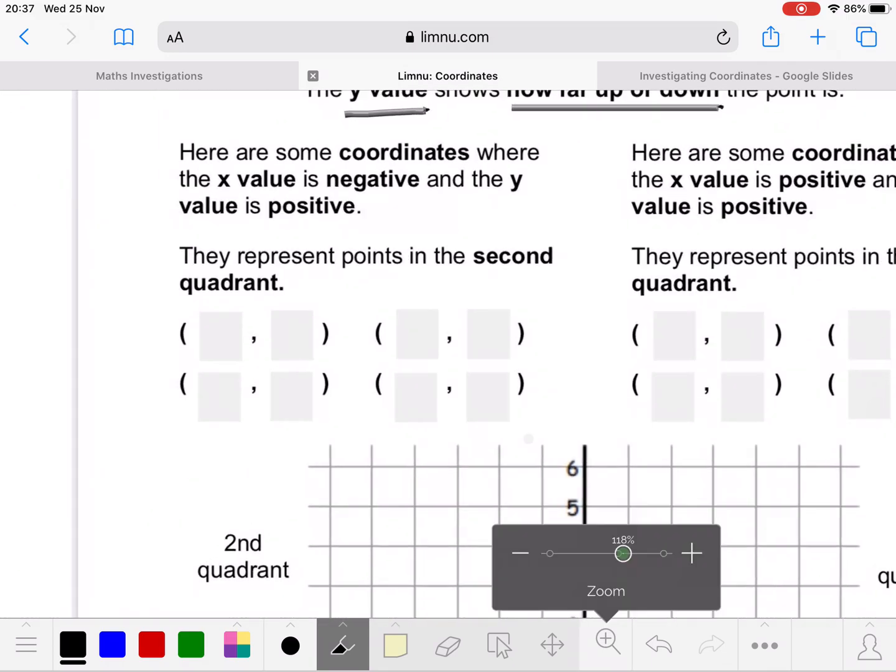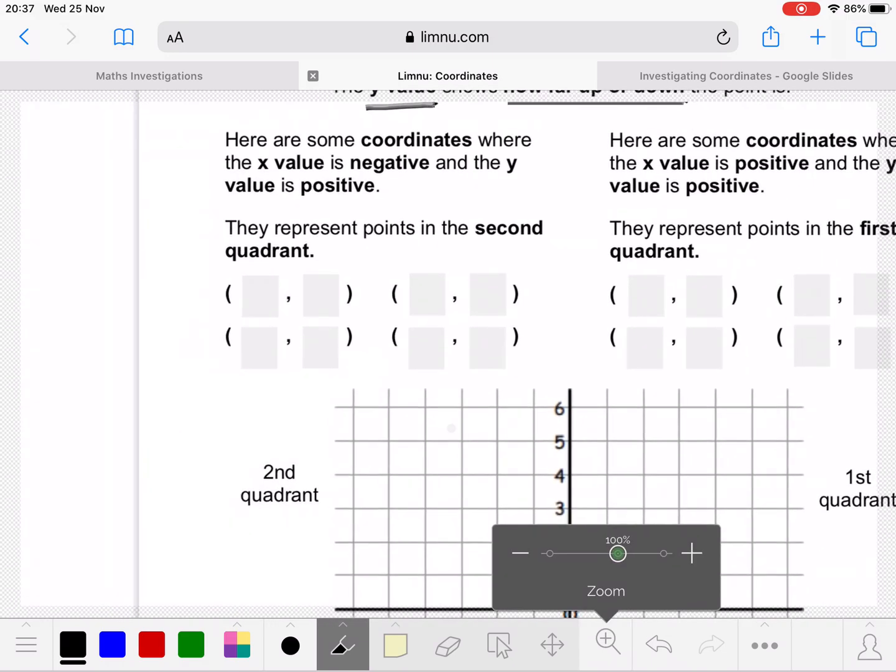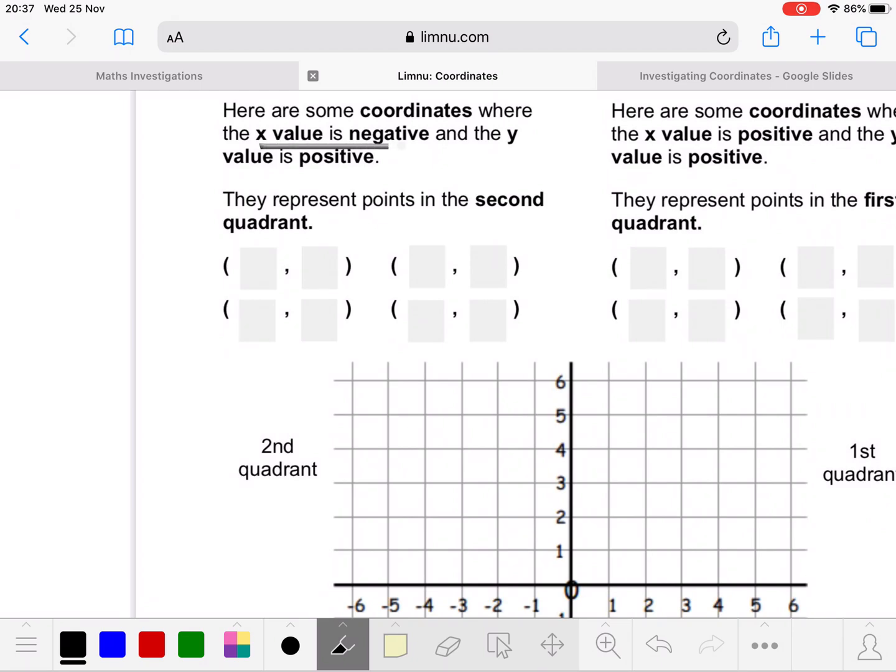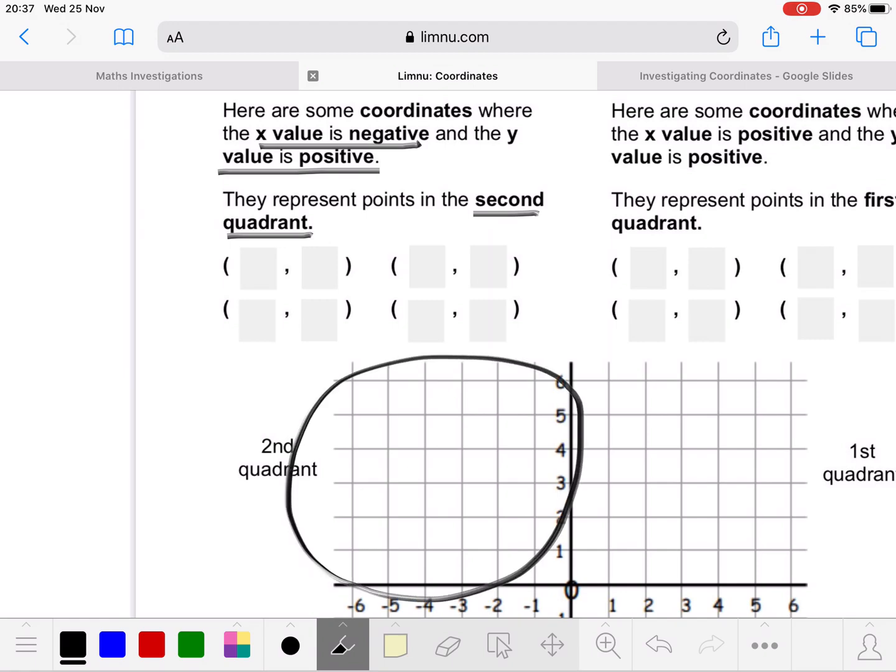Let's look at some coordinates where the x value is negative and the y value is positive. And these represent points in what's called the second quadrant, which is this piece of the diagram over here. There's room here for 4 sets of coordinates, and you need to make up your own points. I suggest you might like to do a different point in a different colour.